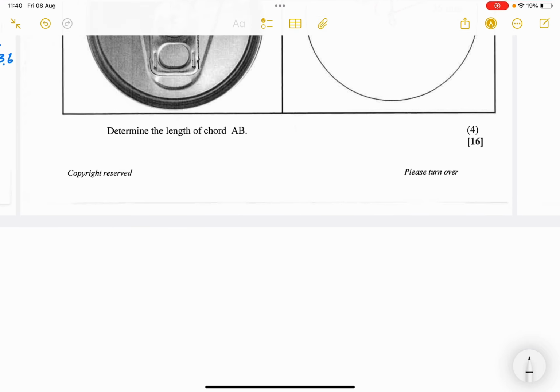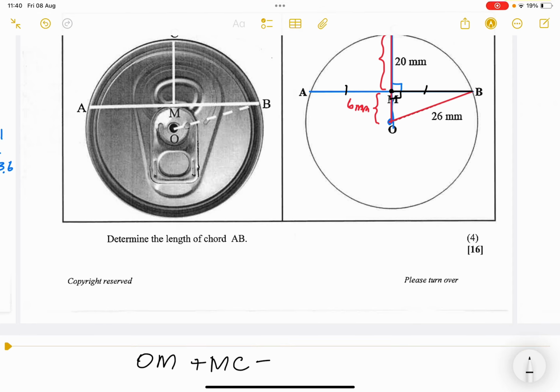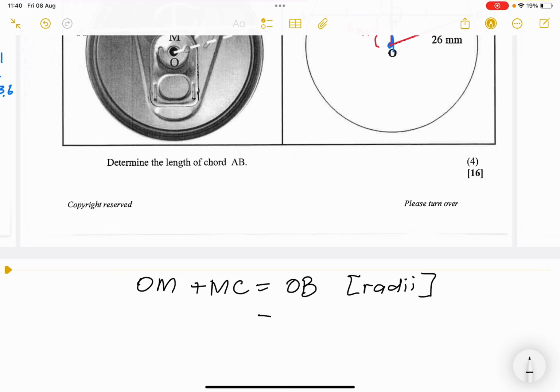All right, now I said firstly that OM plus MC is equal to OB. And why is that? Because they are radii, so that means that they are 26 millimeters. We know that MC is 20, so that means that OM would be 6 millimeters.